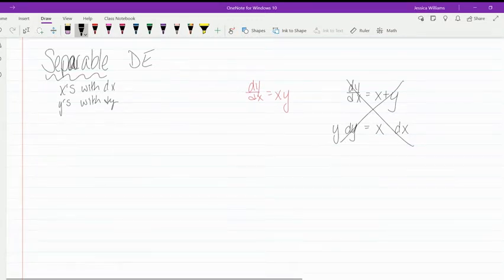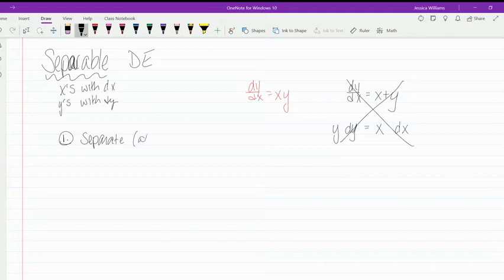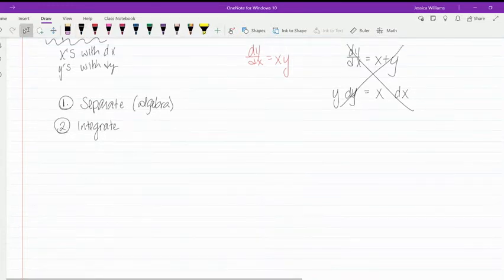Okay, let's work one. There are two steps here for solving a separable differential equation. Step one is to separate. And this is pure algebra. You are just manipulating things around, so your x's are with your dx and your y's are with your dy. Step two is integrate. So we learned about integration. We haven't taken an integral without the use of a calculator in a while, but those skills need to come back to you now. Here's an example question.